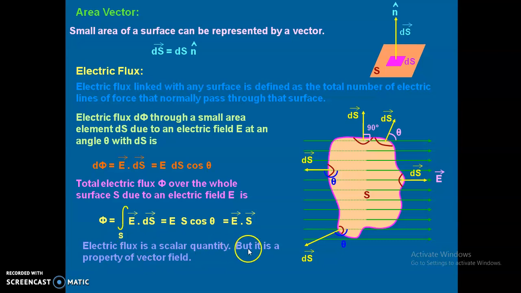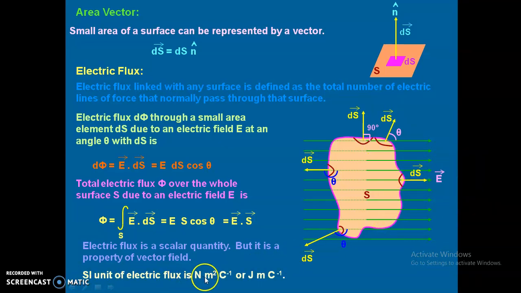Electric flux is a scalar quantity. As you can see, this is a scalar product. Dot product is which kind of product? Scalar product. So that's why it is which kind of quantity? Scalar quantity, but it is a property of a vector field, because we observe the direction of the electric field in understanding the electric flux, right?